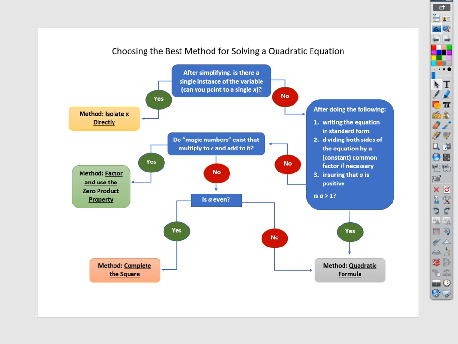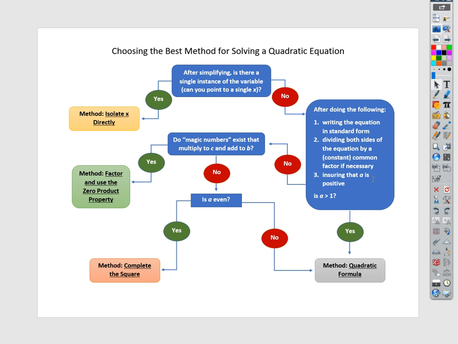If the answer is yes, isolate x. Just work backwards through order of operations, isolate x, and you're done. That's it. Questions? Okay. What if the answer is no? Okay, so you can't isolate a single x. Then, let's look at this.